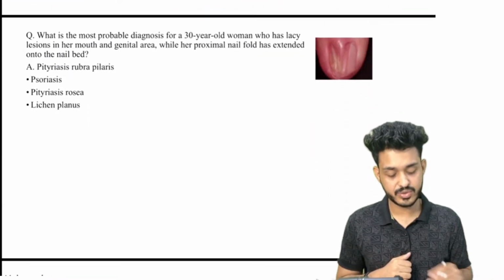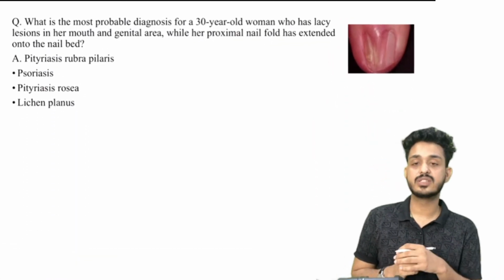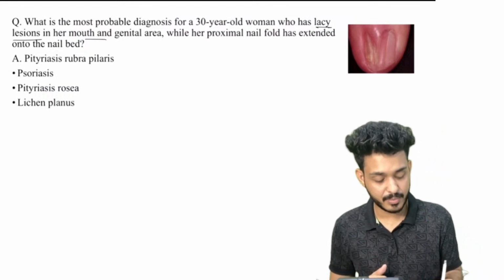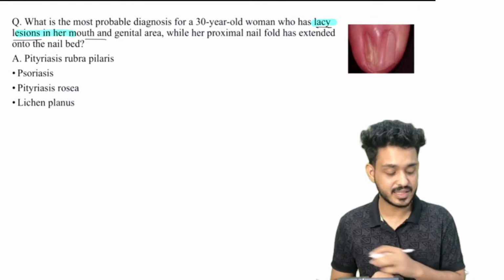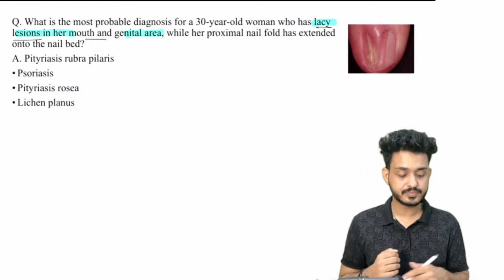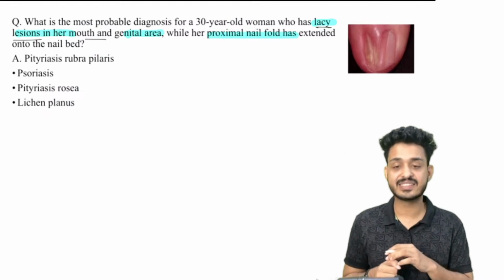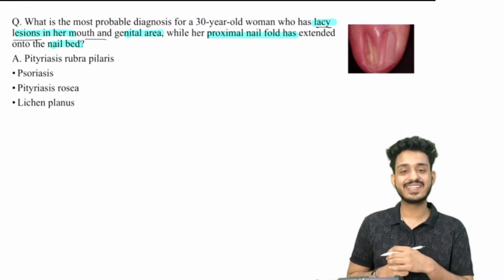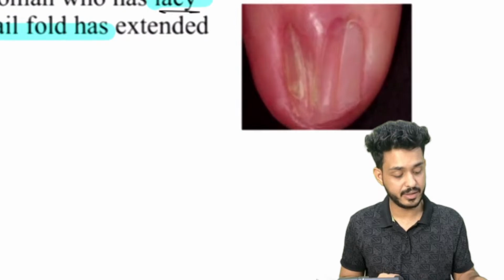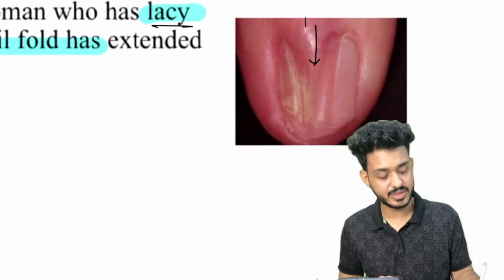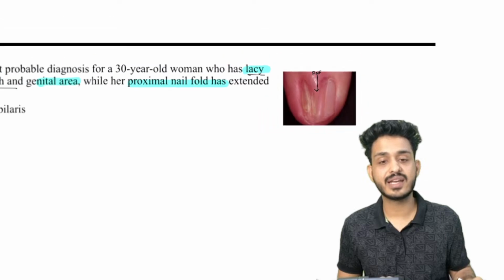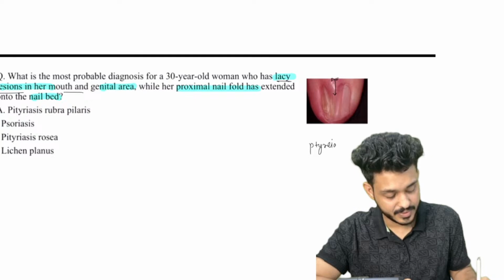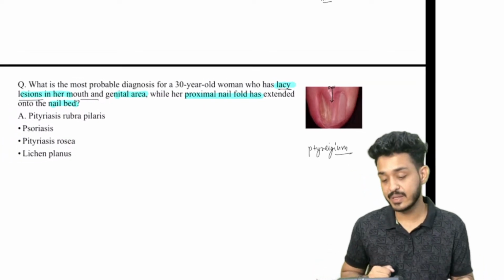Try to solve this particular question. What is the most probable diagnosis for a 30-year-old woman who has lacy lesions in her mouth? Lacy reticular lesions in her mouth and genital area, with the proximal nail fold extending into the nail bed. This proximal nail fold extending into the nail bed is known as pterygium, and this is a feature you will be finding with pterygium.